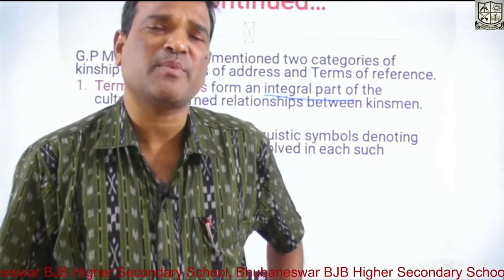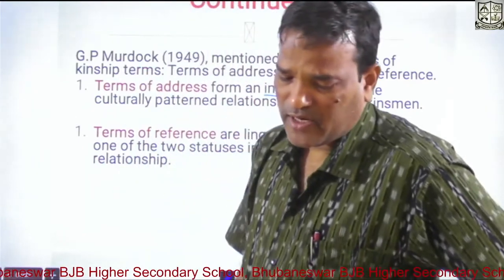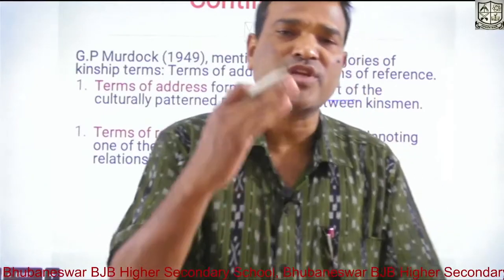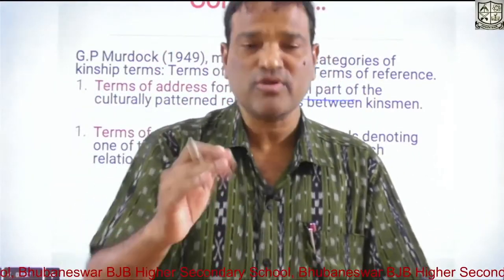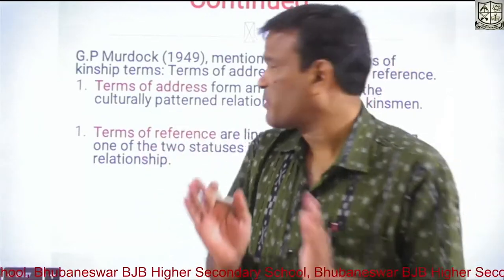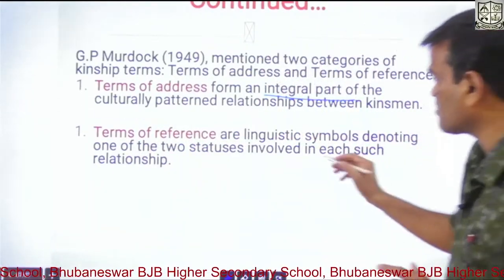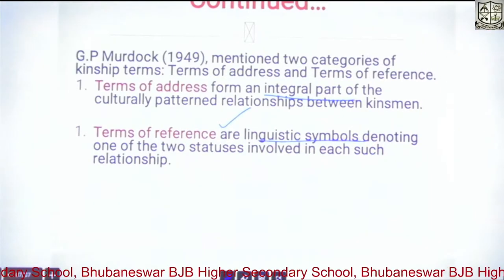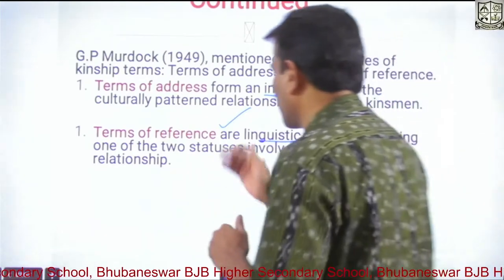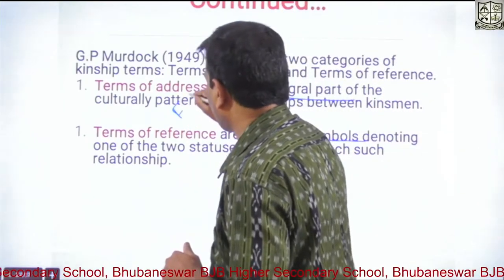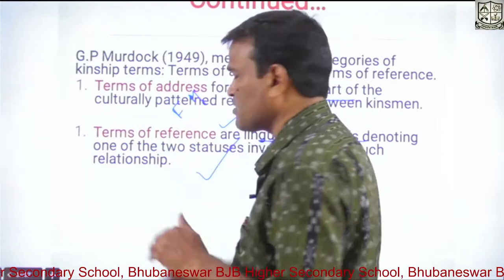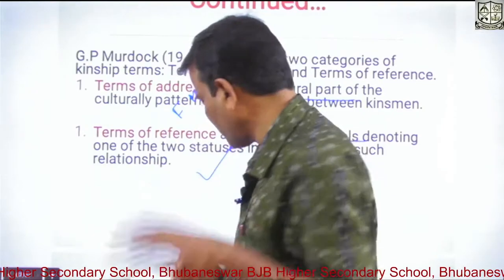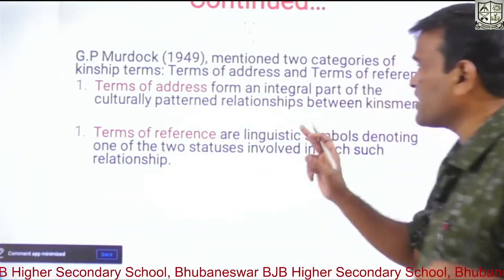The term of address is used in speaking to a relative, that may be a father or a mother. And the term of reference is one used to designate a relative in speaking about him or her to a third person. It is a linguistic symbol denoting one of the two statuses involved in such a relationship. The best example is father, mother. A third person can be identified through a reference. That is the term of reference, as described by G.P. Murdoch.